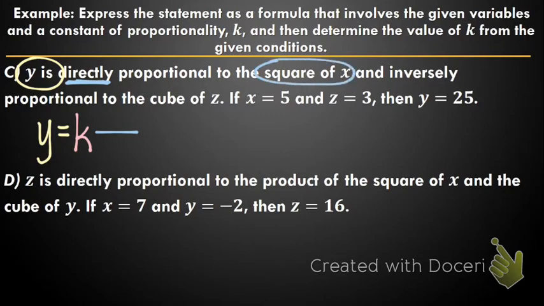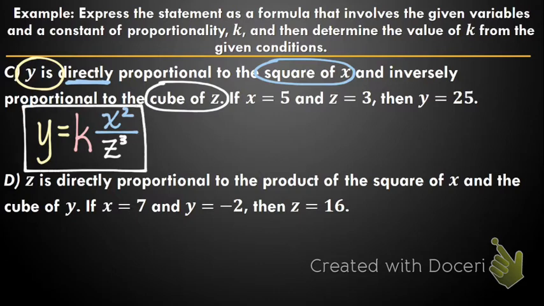X squared. And what goes in my denominator? Cube of z. So what does that look like? Z to the third power. Not the cubed root of z, the cube of z. So there's my formula. Please remember on the formula part, I do not want any numbers substituted in.